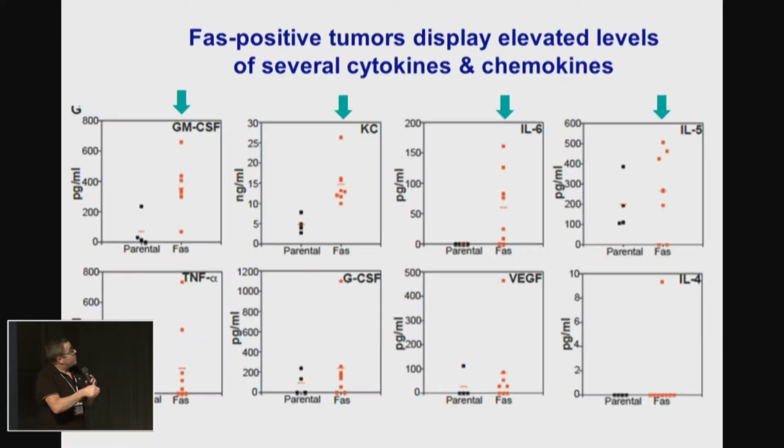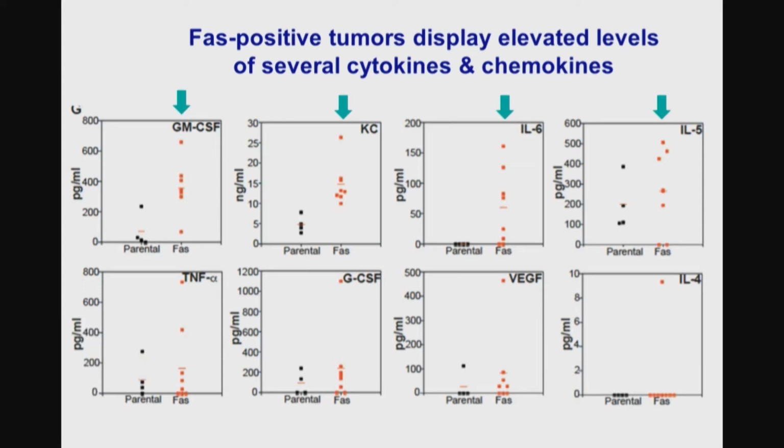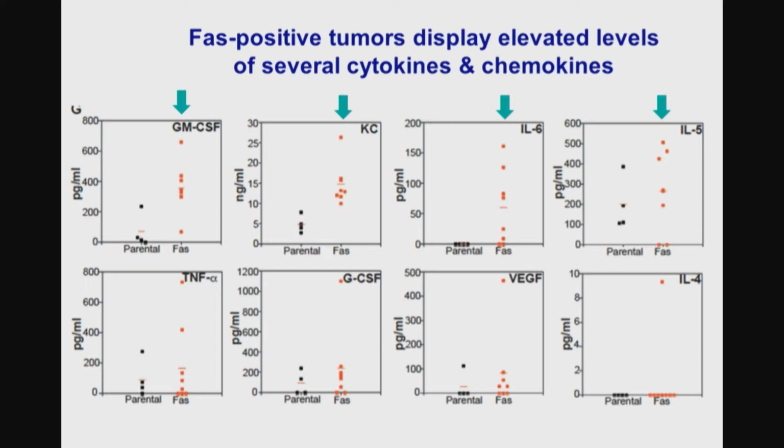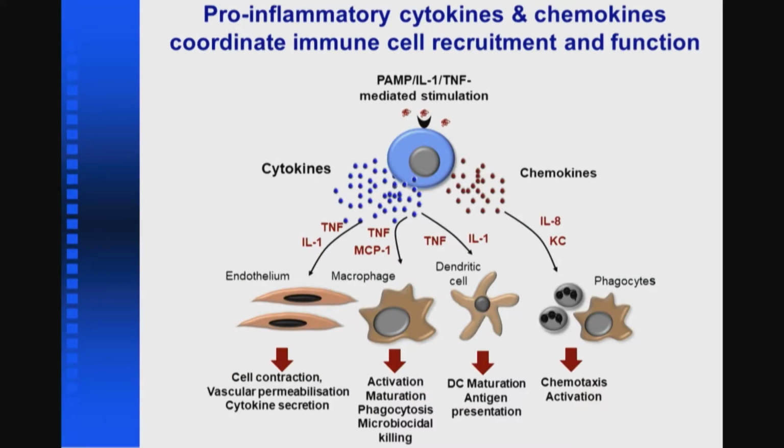And when we took these tumors out and measured cytokines and chemokines to try to figure out what it is about FAS overexpression that made the tumors more aggressive, we found that there were elevated levels of a number of different cytokines and chemokines. And of course, most of you know this, but I just want to put up this slide to remind you that cytokine and chemokine production harnesses essentially all aspects of the immune system.